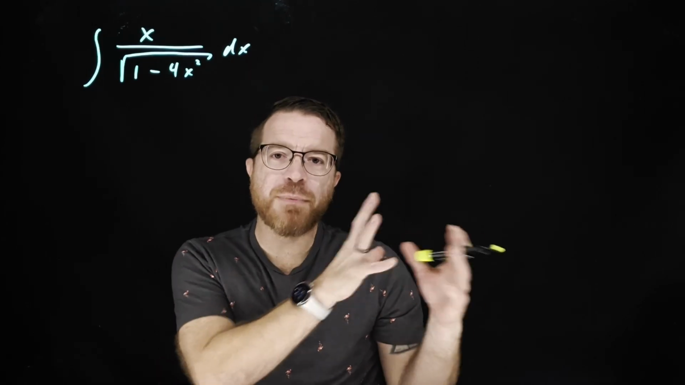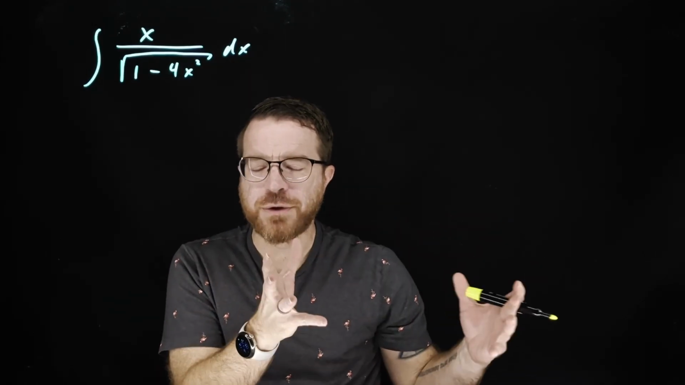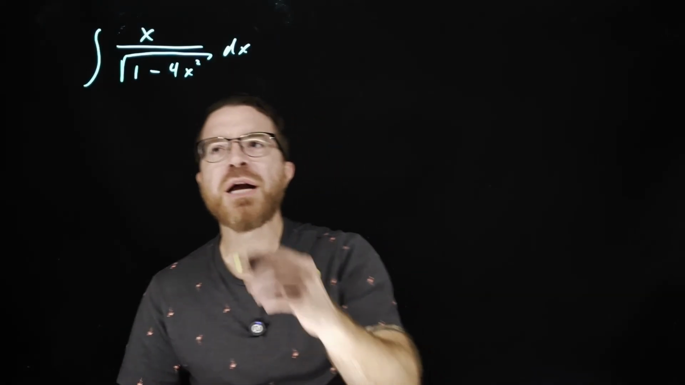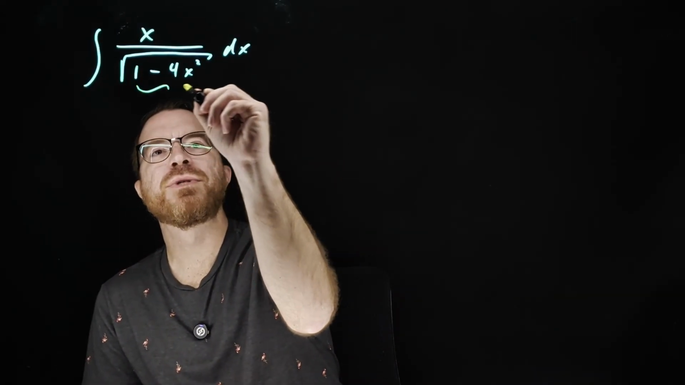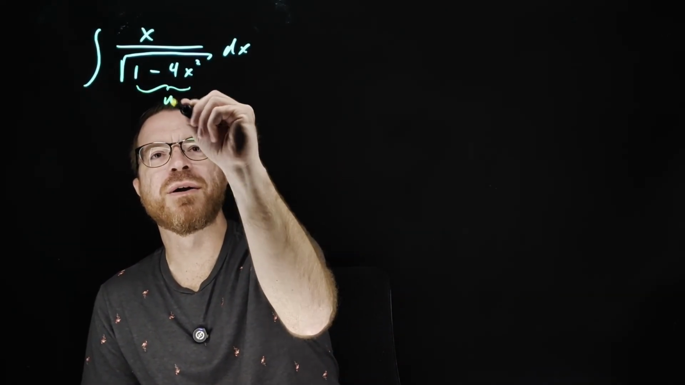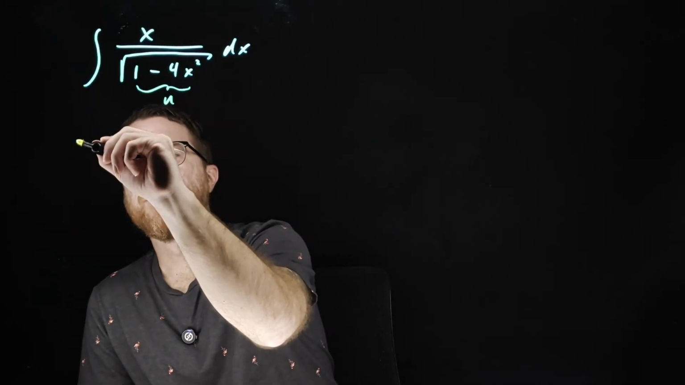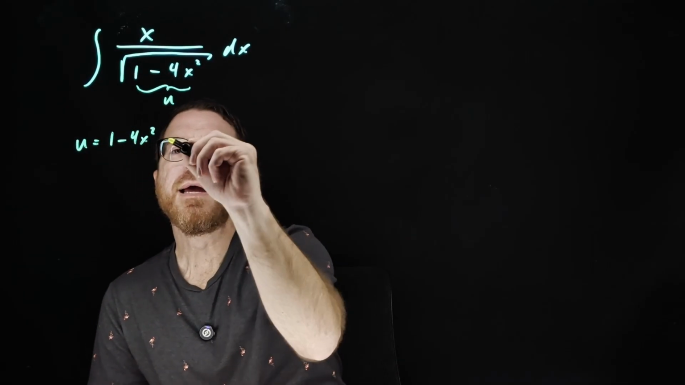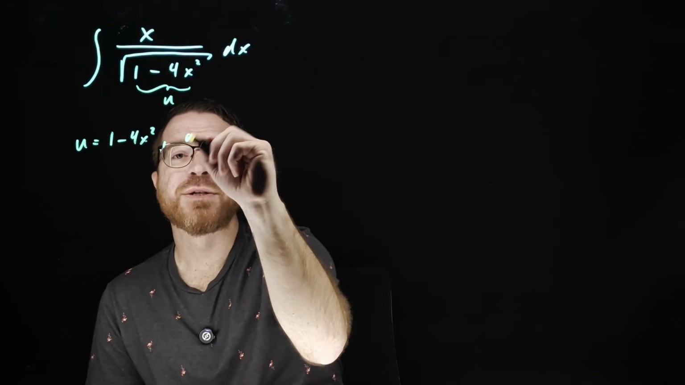But there will be later methods that you're going to learn, for example, in calculus 2, stuff like that, where what do you do when even this fails? But for now, let's focus on the fact that we're going to use 1 minus 4x squared as our u. So we have u equals 1 minus 4x squared. So next we need to figure out what is our du.